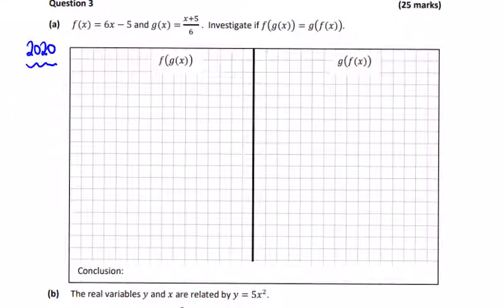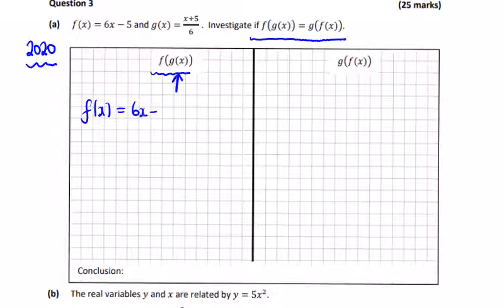2020 question 3 on paper 1 is a composite function question. Is f of g of x the same as g of f of x? So f of g of x, we have to put g of x into f of x. So let's just write them down. f of x is equal to 6x minus 5. So I could put g of x in here.